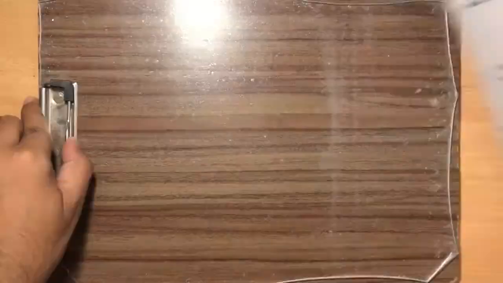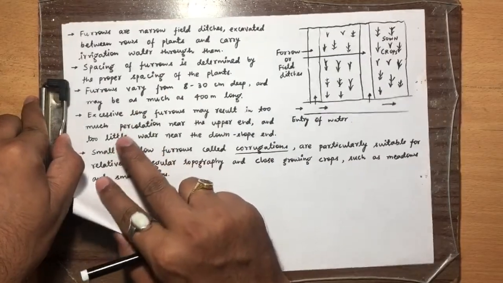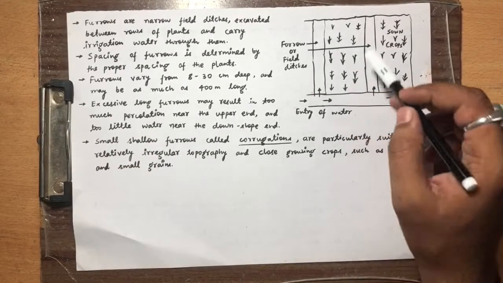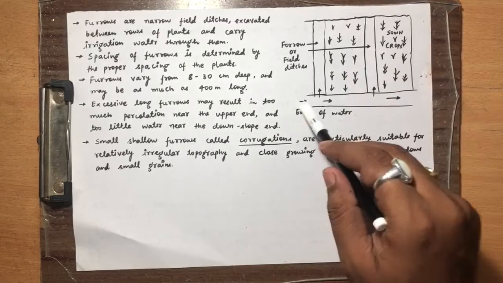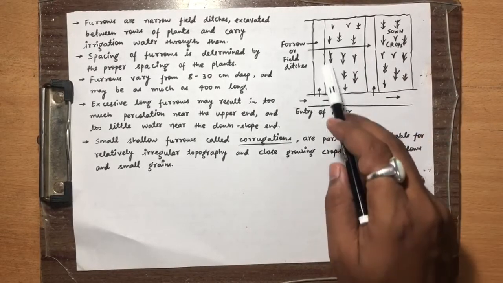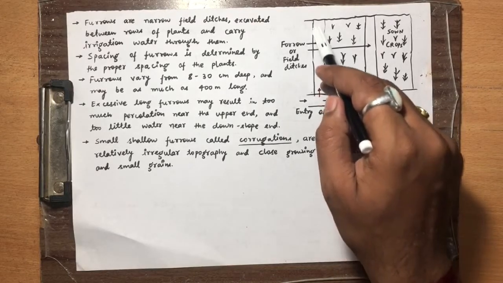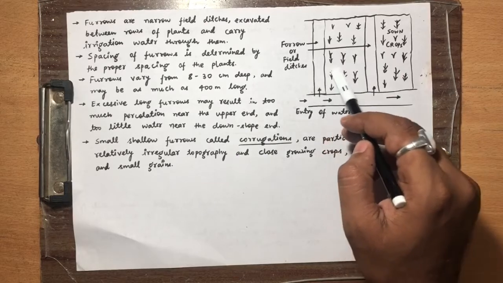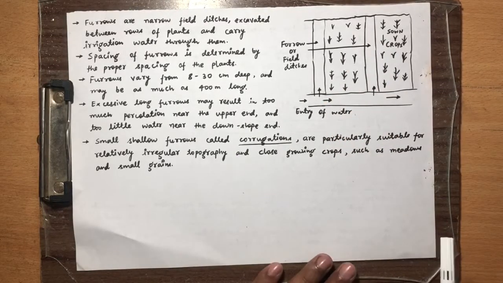So let us check the diagram. This is the diagram for furrow irrigation. These are the furrows. This is the main canal, so water is entering here. Water is entering from here to here, from here to here. Some water is coming from this side, some water is coming from this side. So this type of arrangement is there.